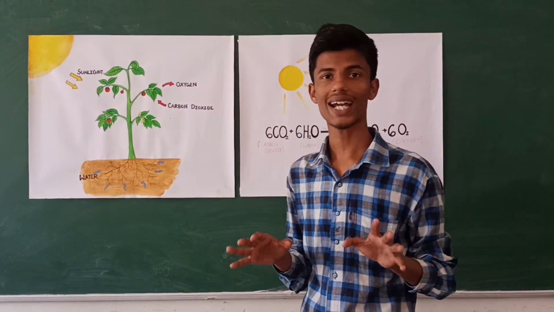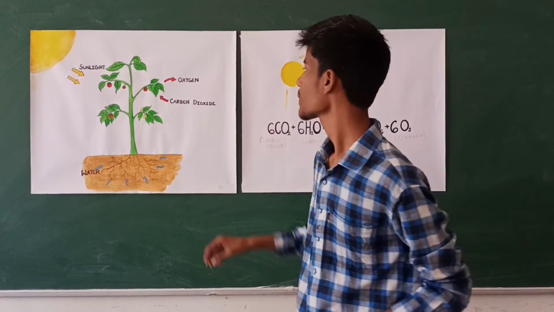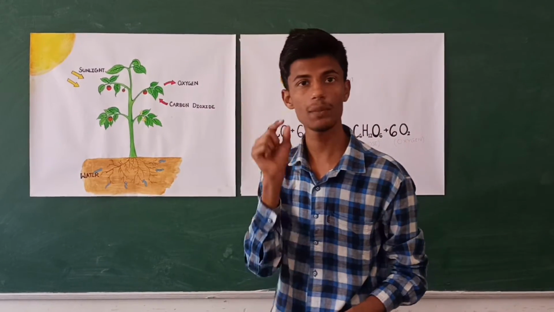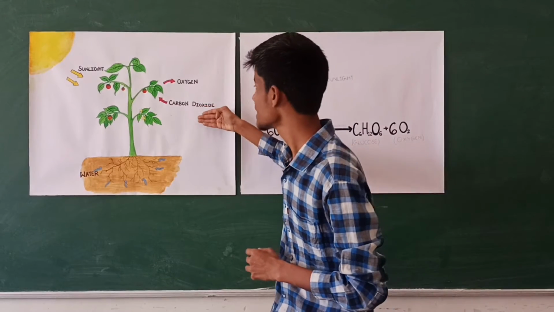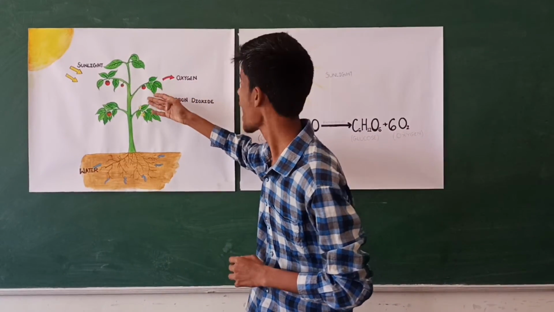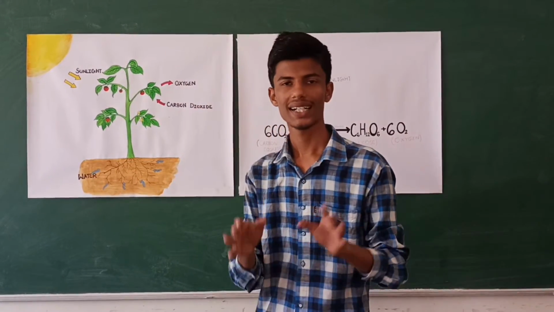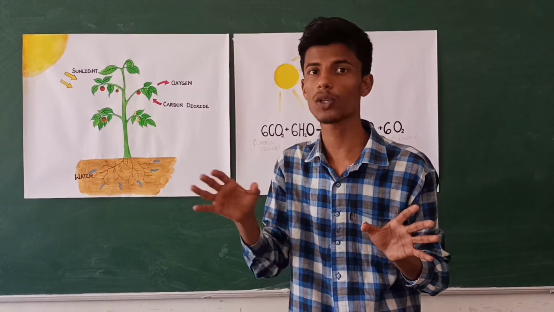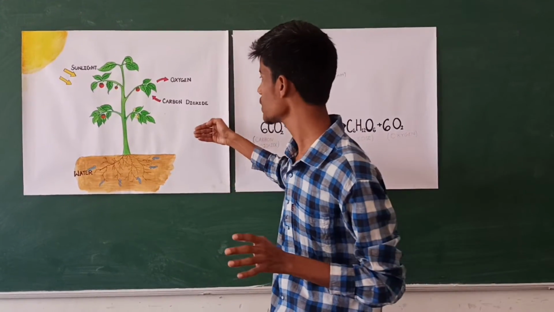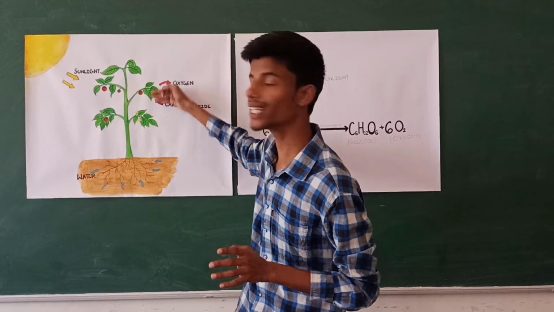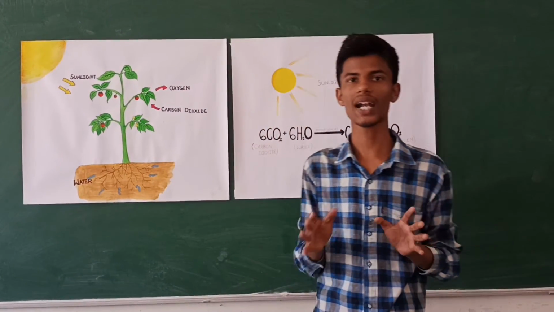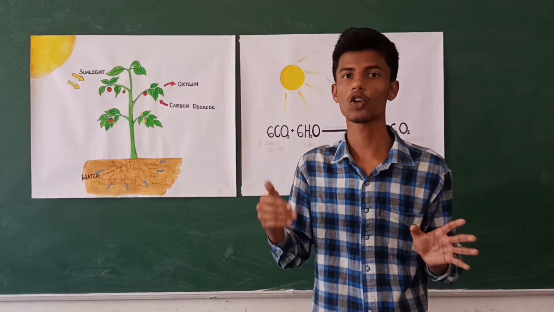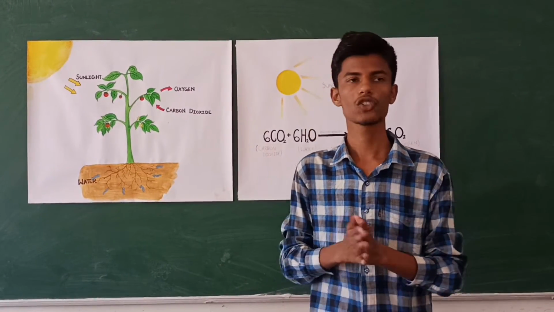The third element is carbon dioxide. Carbon dioxide is already in the environment, and the leaves have tiny pores. Tiny pores that take carbon dioxide in and release oxygen. It is somewhat how the plant breathes. It takes carbon dioxide in and releases what? Oxygen. So this is how the plant gets all three elements in order to make its food.